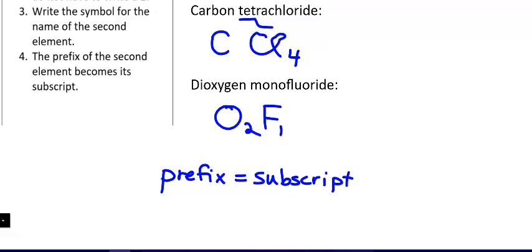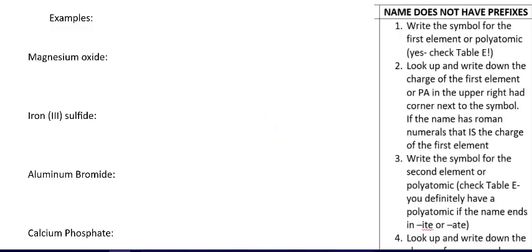What if the name doesn't have prefixes? If the name doesn't have prefixes, you're going to follow the directions in the other box, and it's a lot more complicated than that, okay? Number 1, you might have a polyatomic, so you want to make sure you don't have something that's in Table E here. Number 2, all these compounds are neutral. So these compounds must be neutral.